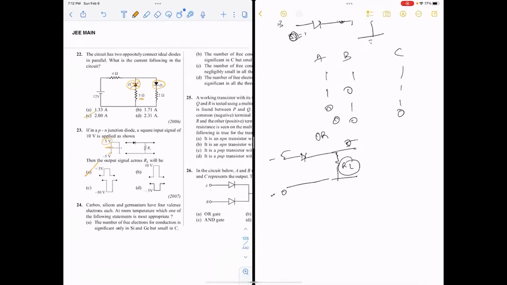This 3 ohm diode is under reverse bias. This is 12 volts. No. So positive is coming. This is reverse bias. Yeah. Right, Nishant. Right, Karthik.